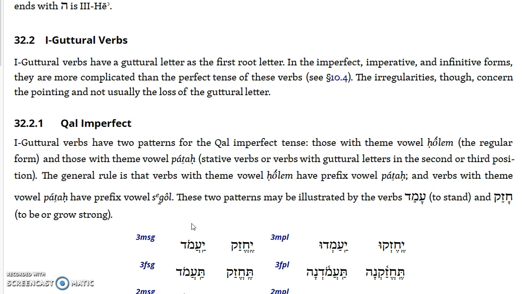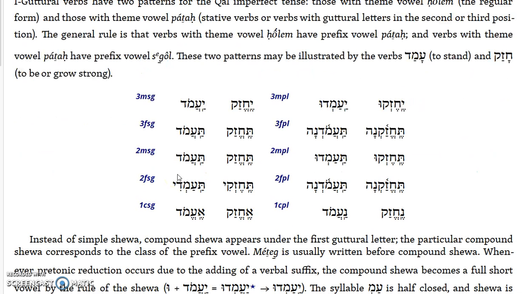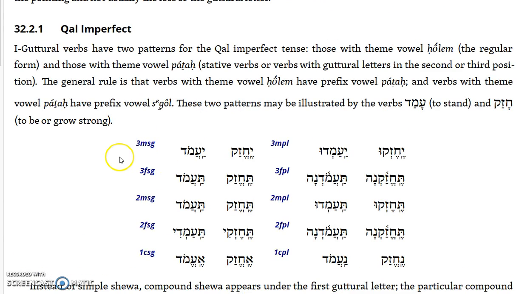First guttural verbs have a guttural letter in the first root letter. And in the imperfect, the imperative, and the infinitive forms, they are more complicated than in the perfect of these verbs. The irregularities, though, concern the pointing and not usually the loss of the guttural letter. So let me give you some examples here.